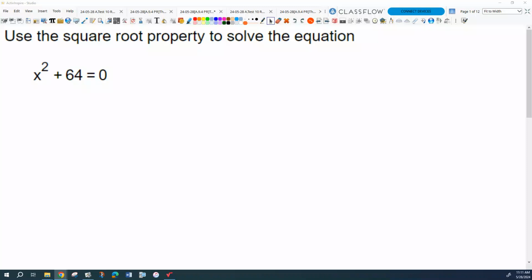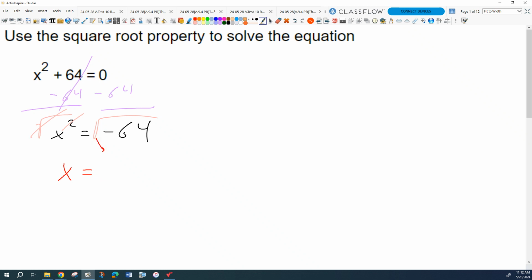Good. So first step, we're subtracting 64. Every step I should be able to cancel something if I'm isolating a variable, right? So I get x squared equals negative 64. You told me correctly I'm going to square root both sides to cancel the squared. And so I get my solutions. x equals what? Plus or minus.